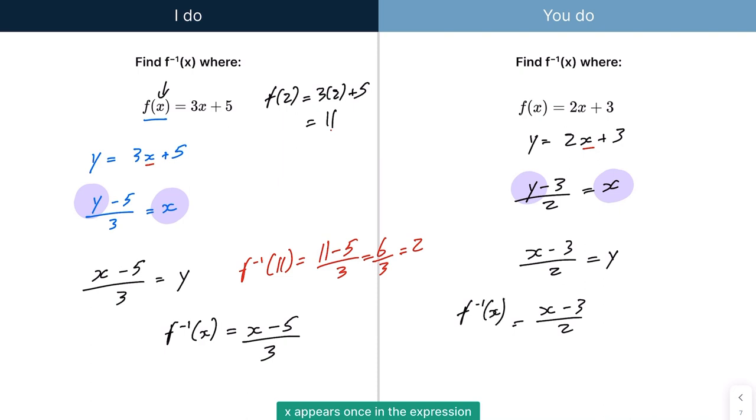And you can always test your answer. All you need to do is substitute a value into here, and whatever answer you get, substitute that into here, and it should get you back to where you started from.